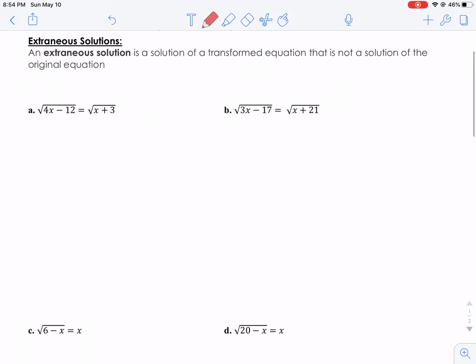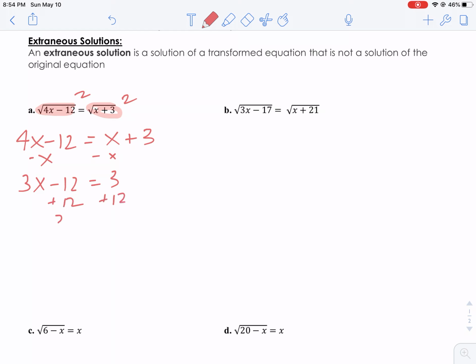To solve these equations, we want to make sure that we have one quantity on one side and one quantity on the other. On your homework, you'll have something like root 4x minus 5 equals 0. So you want to add 5 to both sides, so you have one quantity on the left and one quantity on the right. Once you have that set up, you can go ahead and square both sides of your equation. So in A, that'll leave us with just 4x minus 12 equals x plus 3. And then you can solve the equation pretty much like normal. Add 12 to both sides. We have 3x equals 15, so x would be 5.